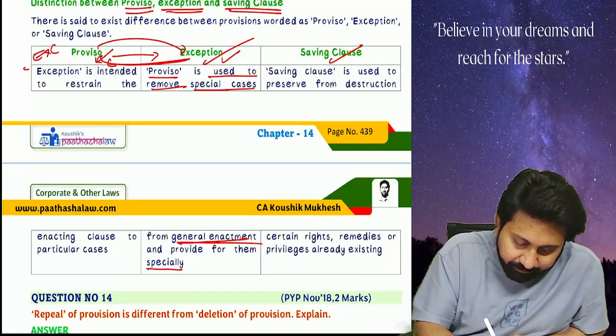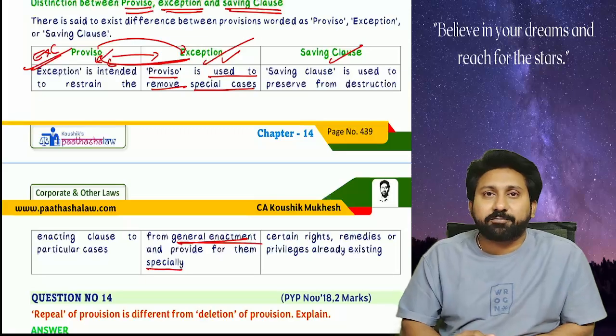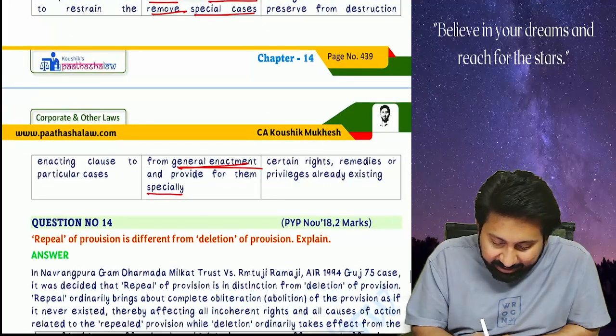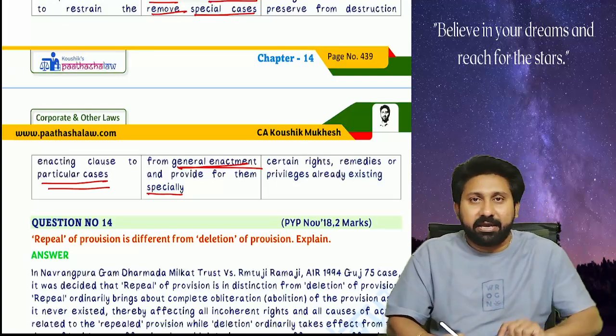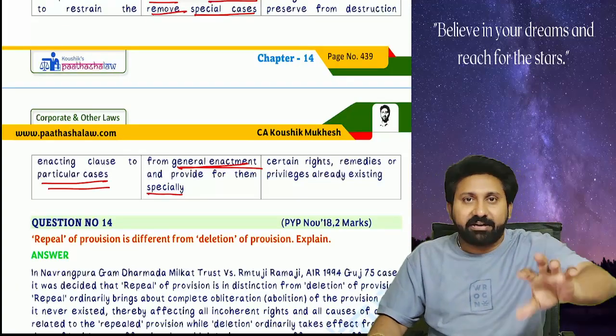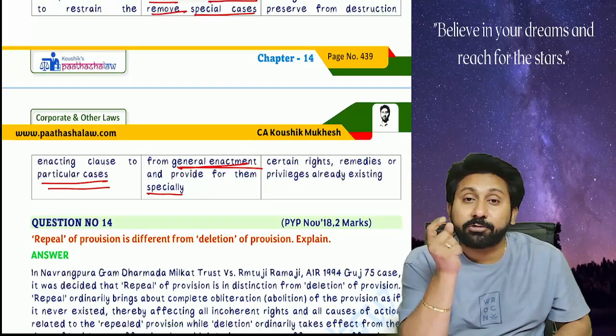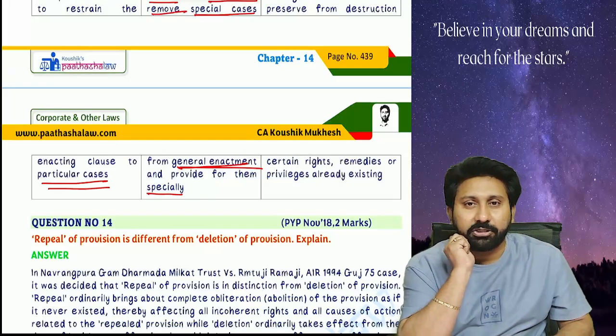Now, exception. What is an exception? An exception is intended to restrain the enacting clause to particular cases. Meaning, in the section itself they will tell, not in the proviso. Sometimes they will tell. For example, the small company definition is there. And a company, small company.